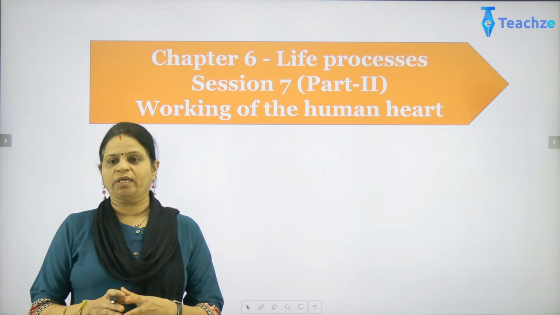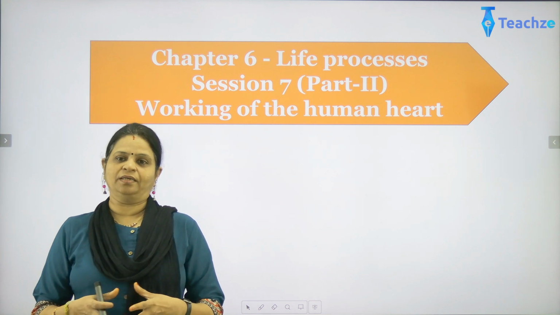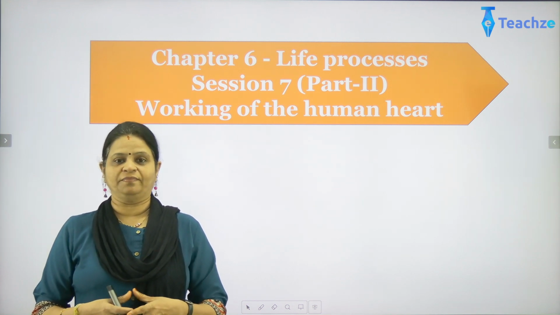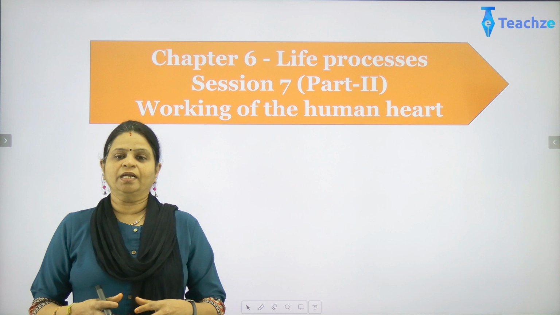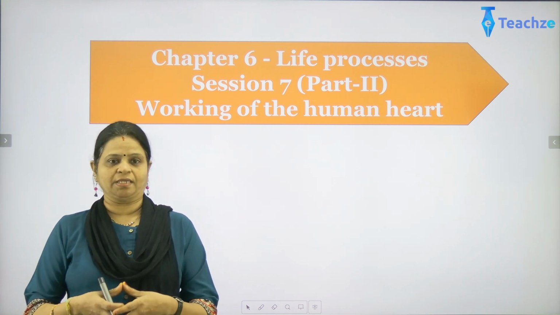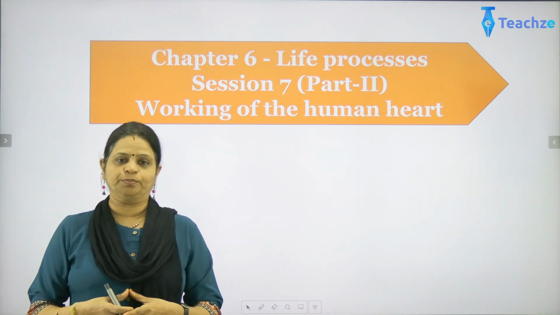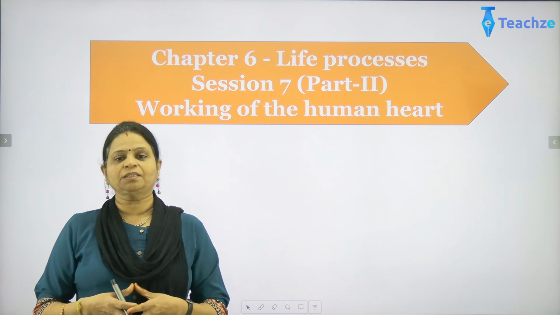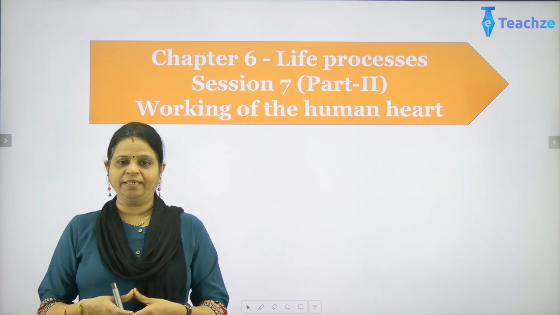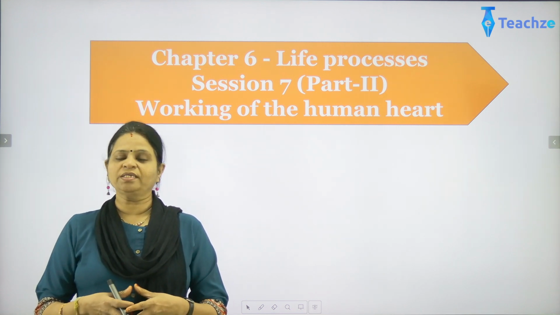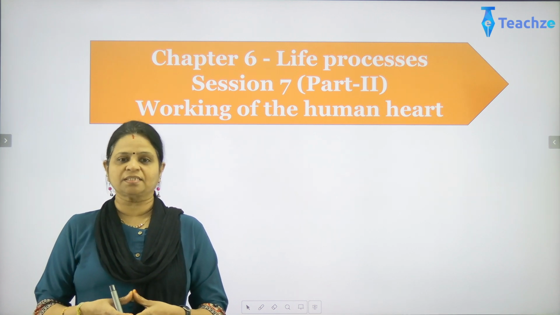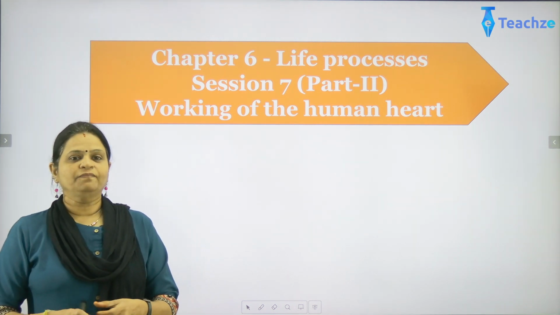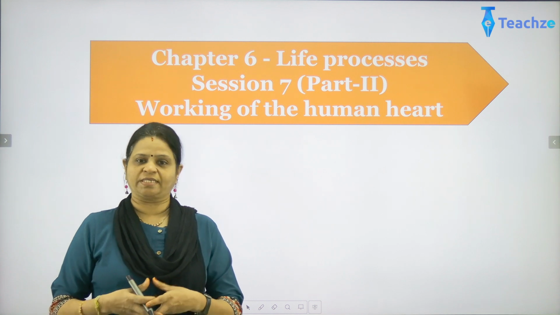In the previous session we saw what the different parts of the heart are, how they are aligned, and what the different valves present in the heart are. Now, in this session, we will try to understand the working of the human heart, the pathway of circulation followed by it, and also the difference between single circulation and double circulation. With that introduction, let's move on to the session.